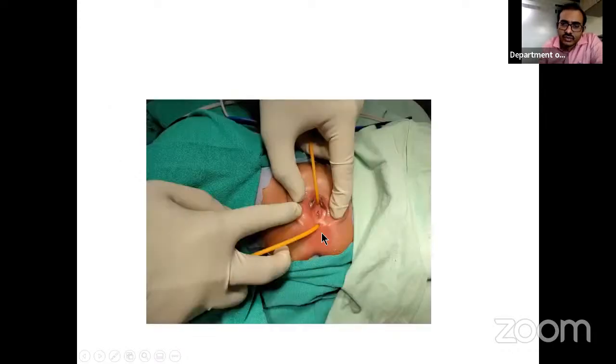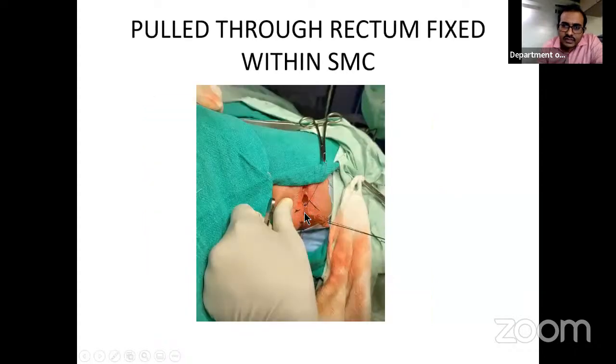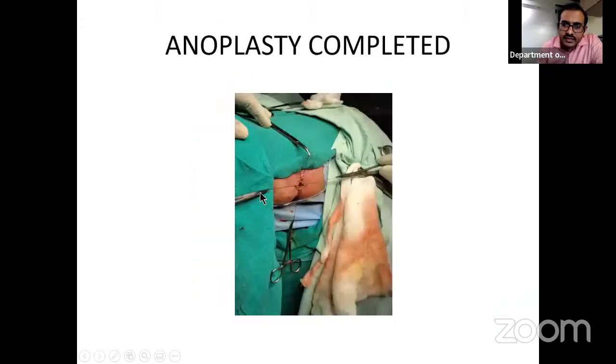This is a 2-month-old patient with vestibular fistula. We directly did a primary ASARP for this patient. This is the urethral opening, this is the vagina, and this is the vestibular fistula. This is the pulled-through rectum after dissection, where we fix it within the sphincter muscle complex. The sphincter muscle complex is marked with the help of these sutures. Then the perineal body is constructed here, and the procedure is completed. This is the completed anoplasty.